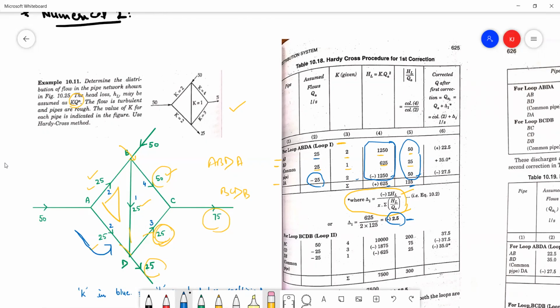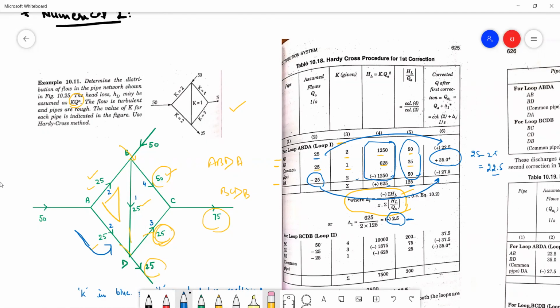So this 25 minus 2.5 goes to 22.5. Likewise, minus 25 minus 2.5 goes as minus 27.5. And for this particular pipe, as of now, 25 minus 2.5 is again 22.5. But why it is showing as 35, we will see after we have done with the next loop.